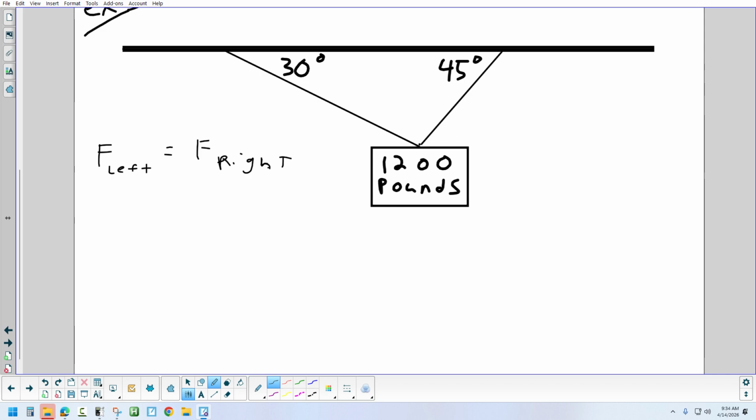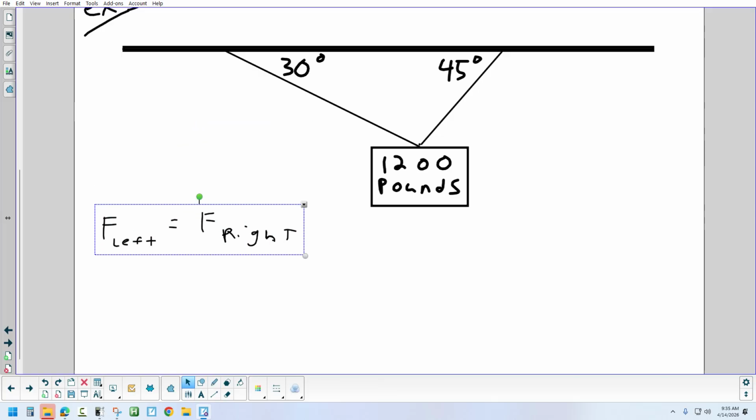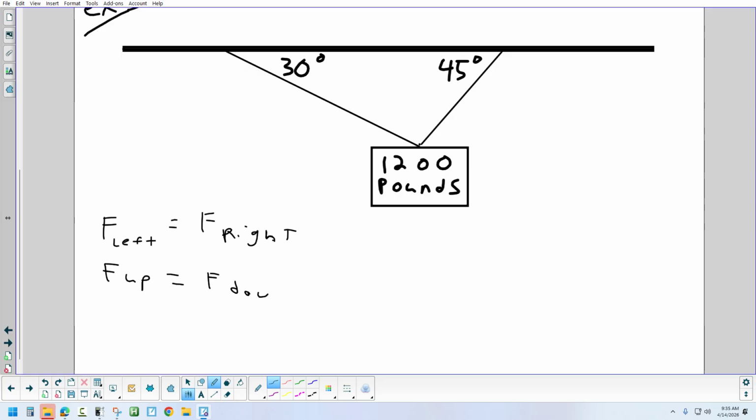What else must be equal here besides those two forces? Yep, the force up and the force down. So the force up has to equal the force down. Okay, that's very conceptual. It's abstract. It's not very specific with the numbers in our problem yet, but it does represent what's going on.